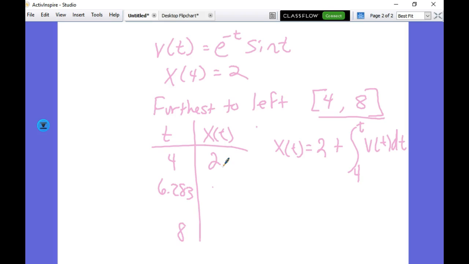So now, what did we get for 6.283 by plugging it in? And then how about 8? 1.987. And so which one's furthest to the left? 6.283, 2 pi. Hold up, there's something wrong there. Oh, you're right. So at t equals 2 pi, 6.283 or 2 pi, yeah. So there you guys go.